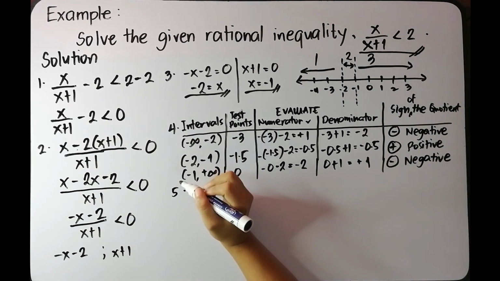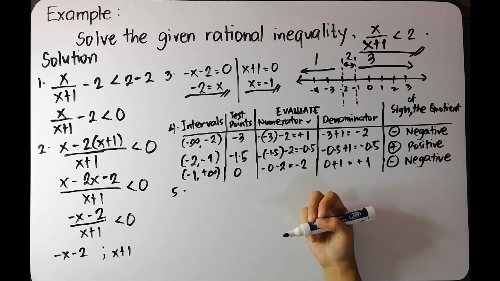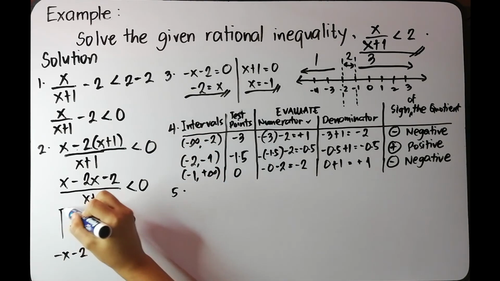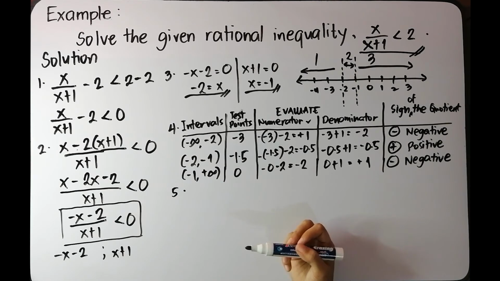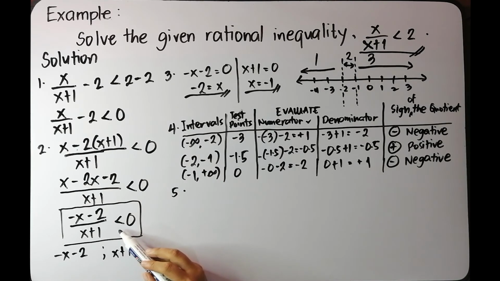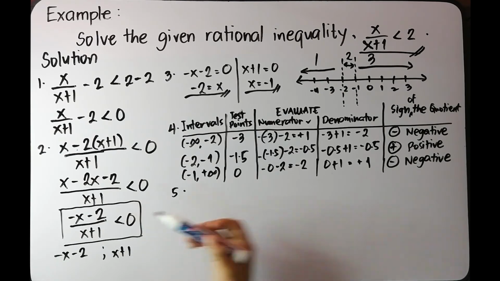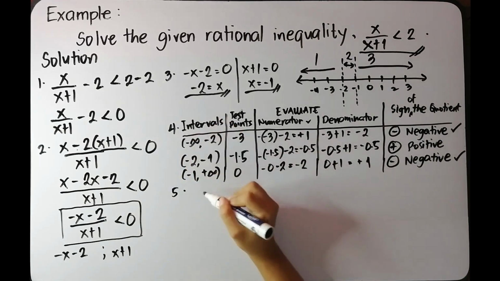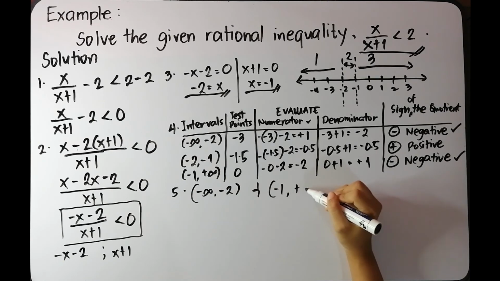So, for the fifth step, after testing those intervals, the 3 intervals, consider only those intervals that will satisfy the rational inequality. So this one, this rational inequality. So we can get this simplified rational inequality. So we need to depend on the inequality symbol. So less than 0, that means it's in negative values or in negative range. So we can use this first interval and the last interval. This negative infinity to negative 2, and negative 1 to positive infinity.